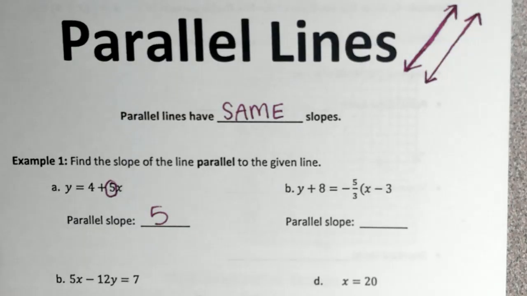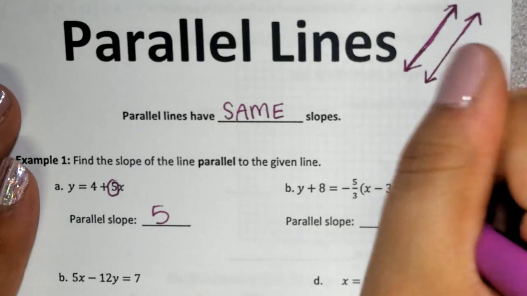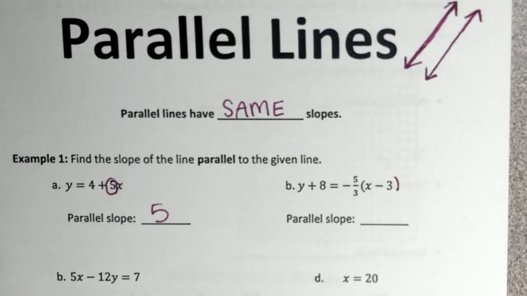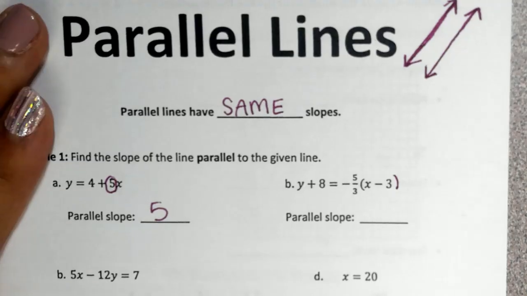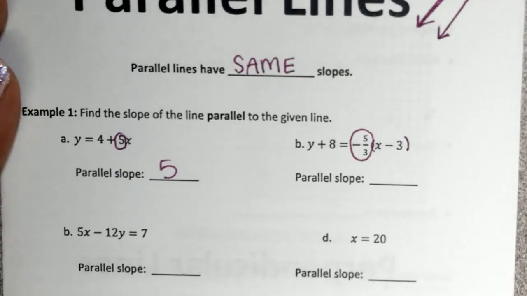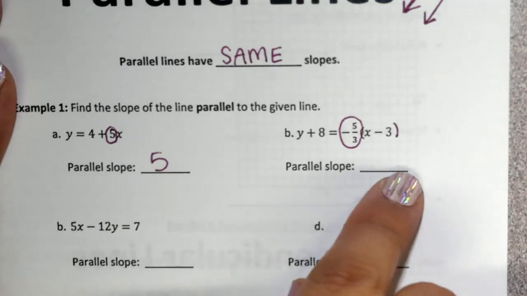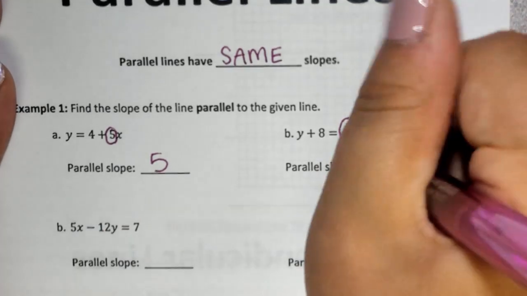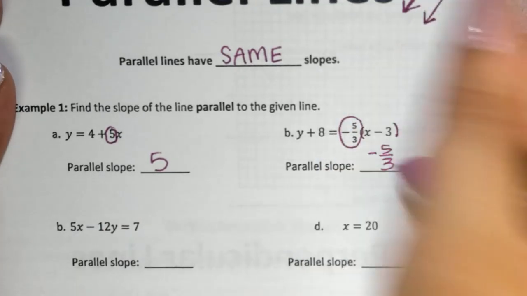Letter B, can y'all close that parentheses? Letter B is y plus 8 equals negative 5/3 x minus 3. Can I look at this and know my slope? Yeah, what is it? Negative 5/3. In point slope form, I'm giving you the slope. In slope intercept, I'm giving you the slope. So what's my parallel slope? Are we okay with this?